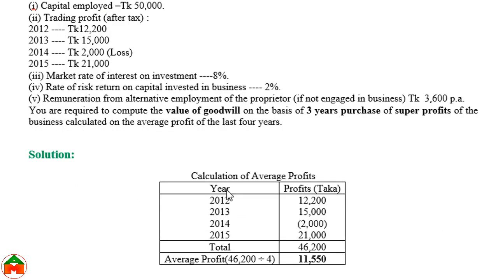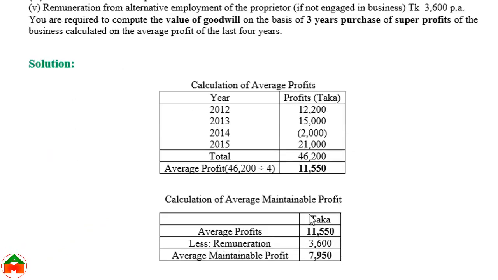Let's calculate the average profits first. We can see from the question 4 years profit 12,200, 15,000, 2,000 loss, 21,000. If we add these 3 items, 2012, 12,200, then 15,000, then 21,000, and if we deduct the loss 2,000, the total profit would be 46,200. And to get the average, we need to divide by 4 because these are the profits of 4 years. The average profit is 11,550.